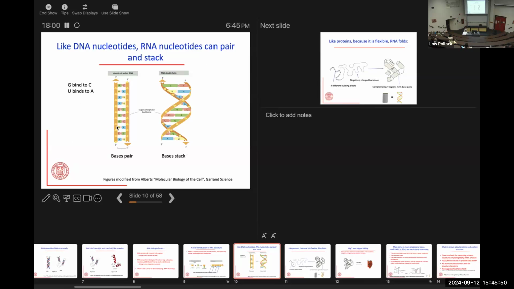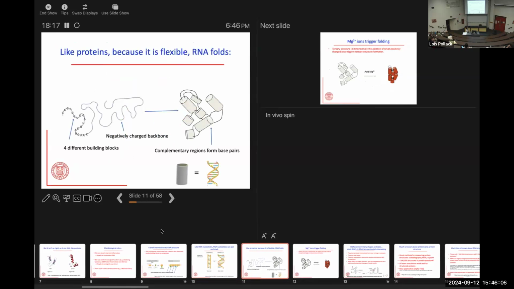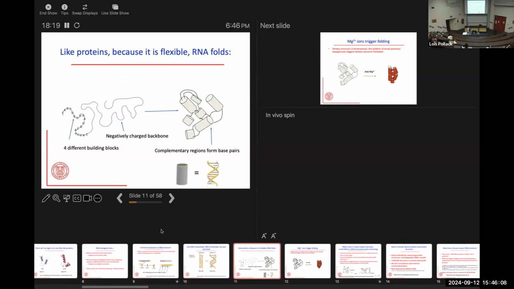And this is responsible for this beautiful helical form that I've been showing you, a double-stranded helix or a duplex, which is what I will call it. And these are very rigid structural elements, right? They're like sticks when you look at the structures. Okay. But like proteins, because it's flexible, RNA can fold up.